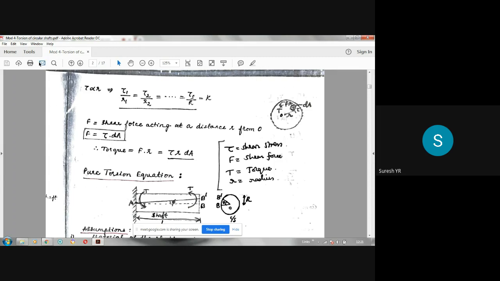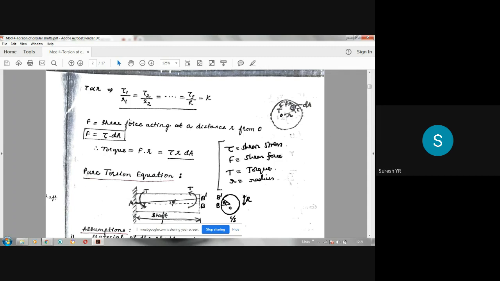Shear force: now shear stress is tau, so shear force is shear stress multiplied by the area. Suppose you take an elemental area here, dA is an elemental area. If tau is the shear stress there, what is the shear force acting there? Shear force will be F is equal to tau into dA. Shear stress is shear force divided by area, or shear force is shear stress multiplied by area. So tau into dA is your F.